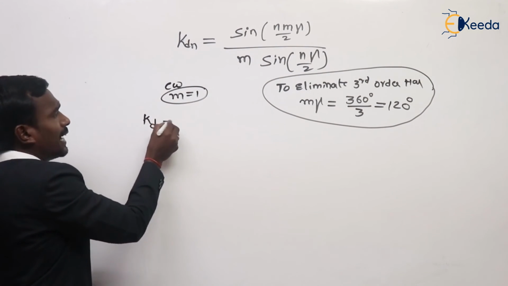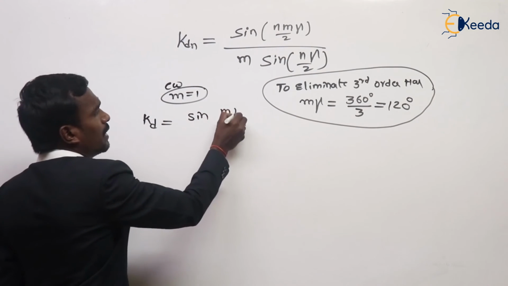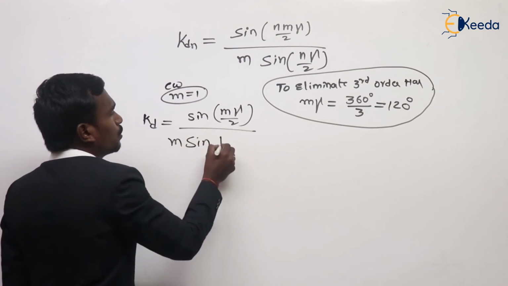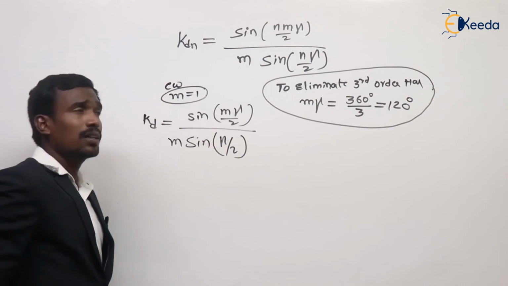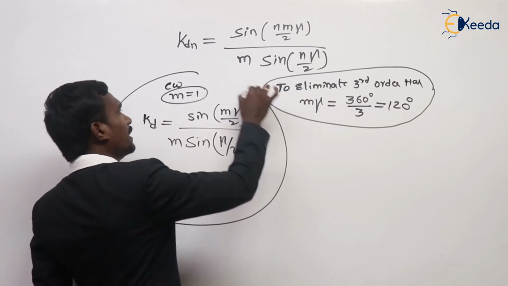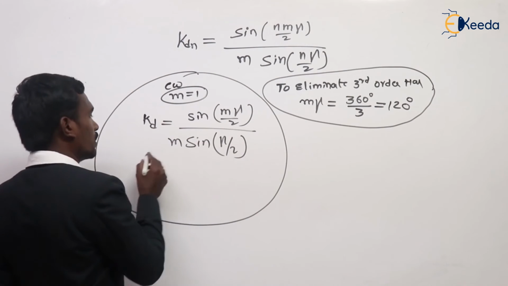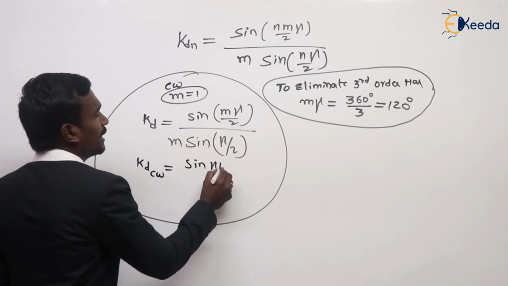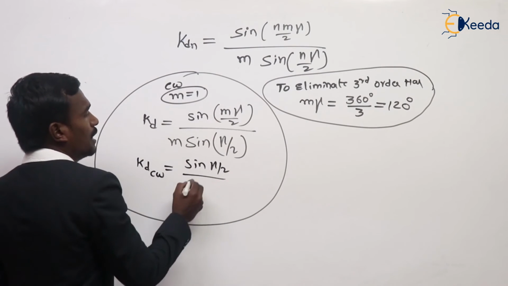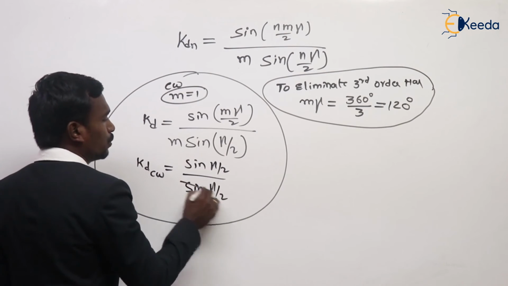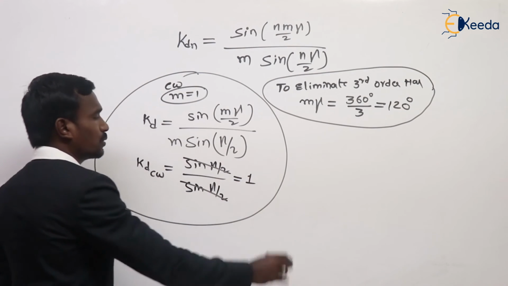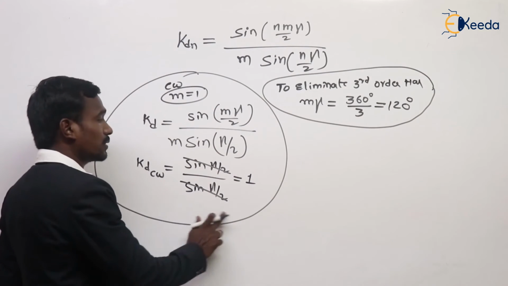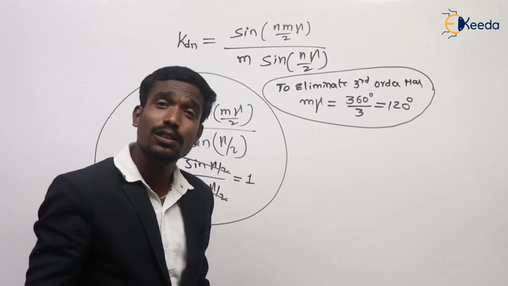What is actually KD? KD is equal to sine m gamma by 2 upon m into sine gamma by 2, right? But for concentrated winding, m is equal to 1. Substitute m equal to 1. So KD for concentrated winding is equal to sine gamma by 2 upon sine gamma by 2, which gets cancelled, so KD for concentrated winding is equal to 1.